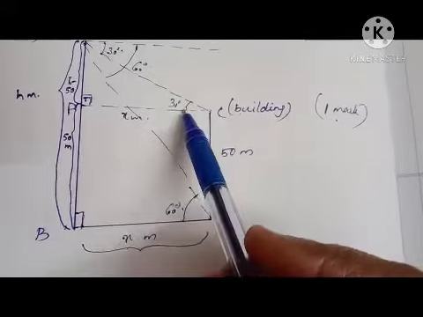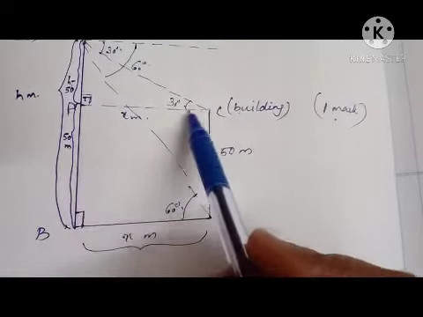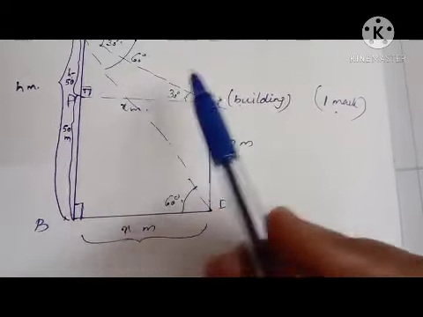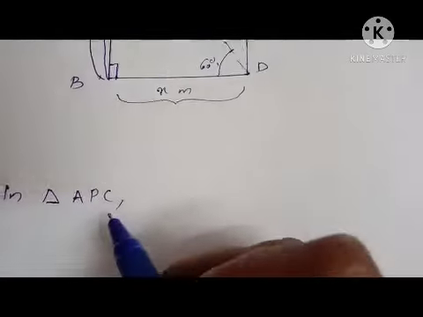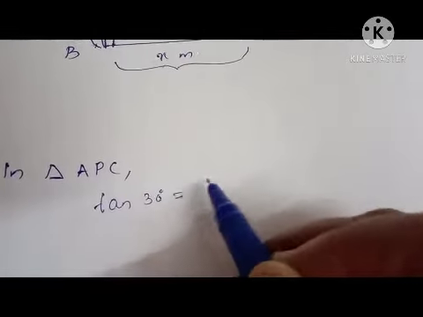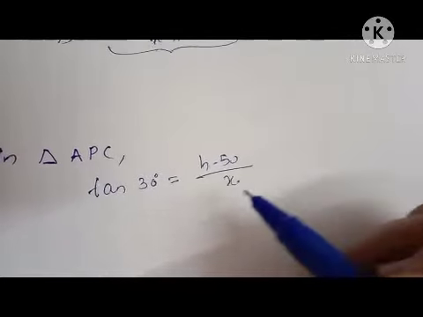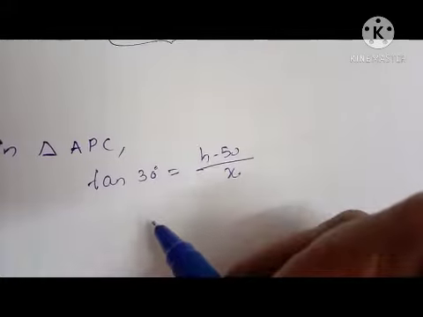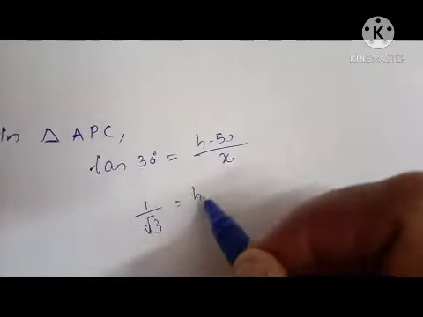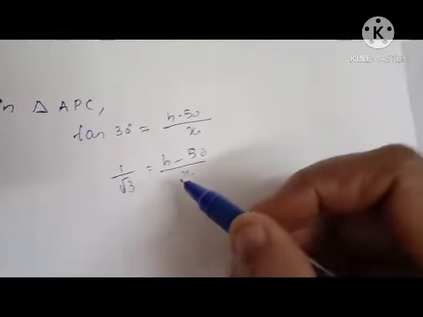Here this is 30 degree, opposite is h minus 50, then adjacent is x. So when we relate them, then we will get tan 30, right? So in this right triangle APC, tan 30 equals opposite by adjacent. Then what is the value of tan 30? Tan 30 is 1 by root 3 equals h minus 50 by x.